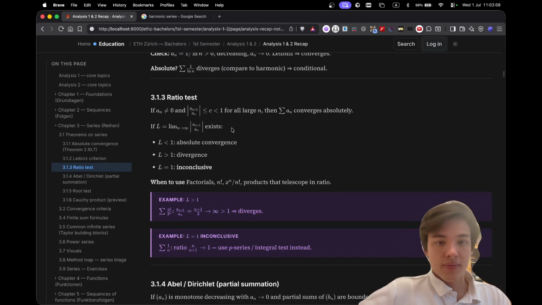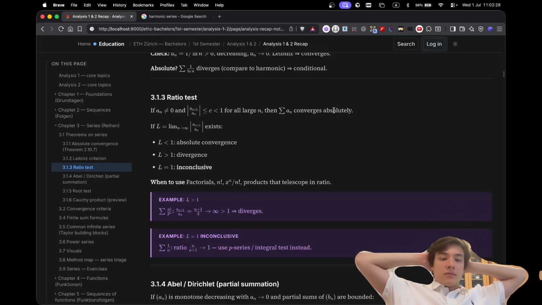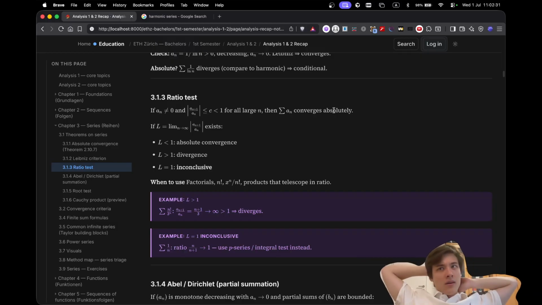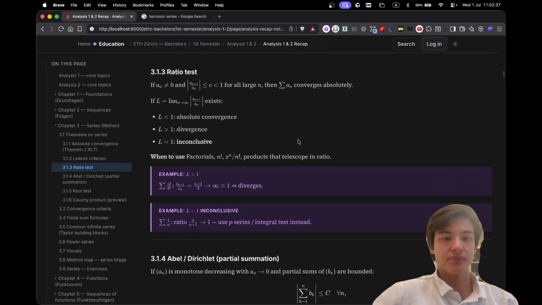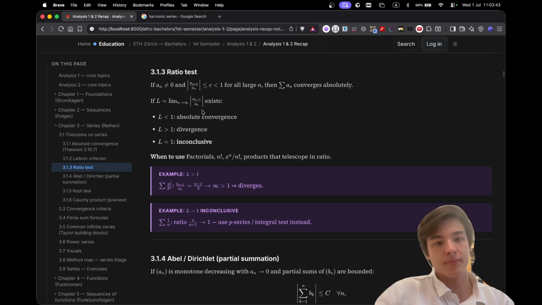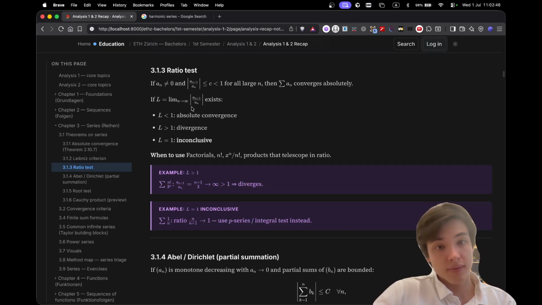Ratio test is if the next value is smaller than 1, smaller than c, then it converges absolutely. Then if the limits exist, we can say when it converges or diverges.